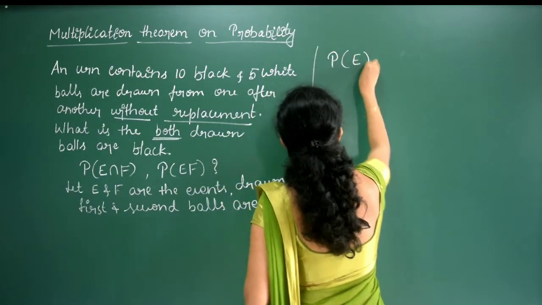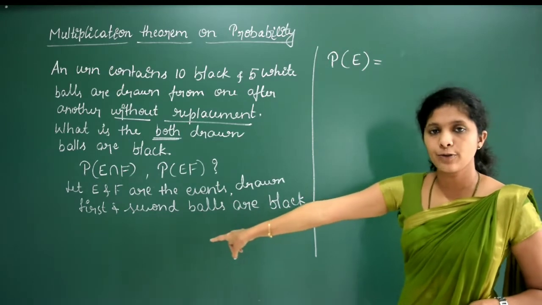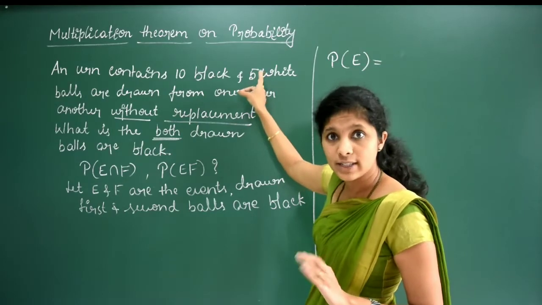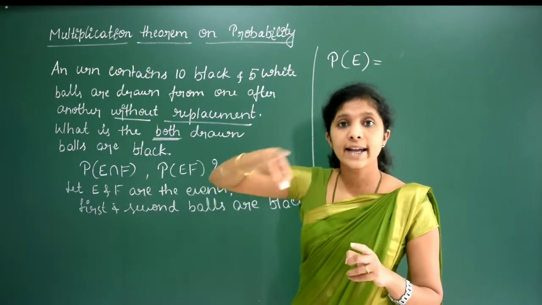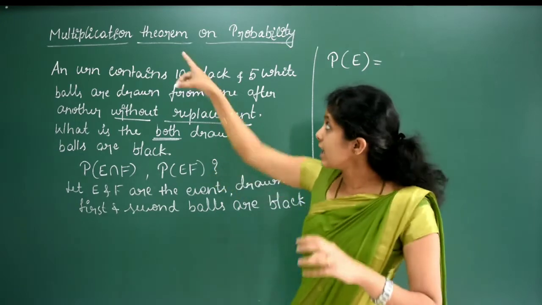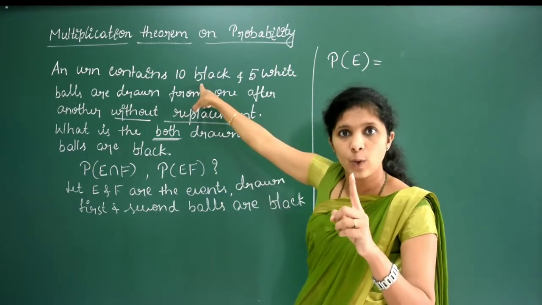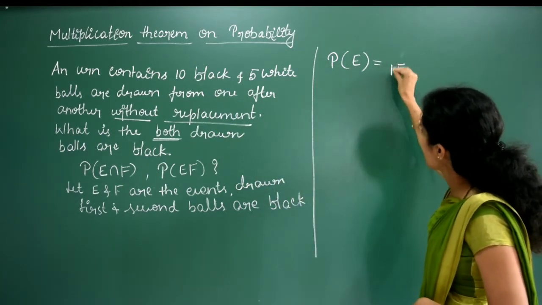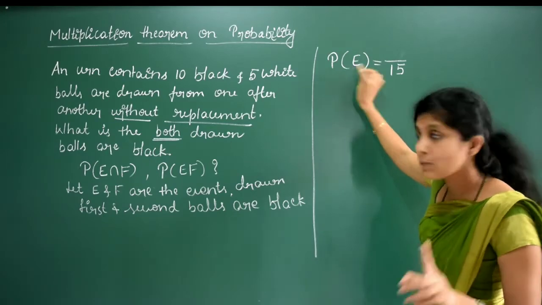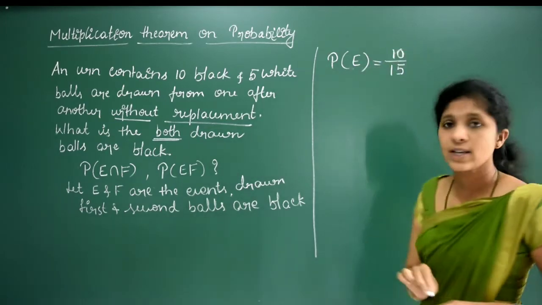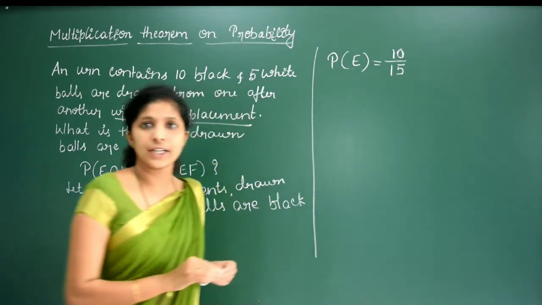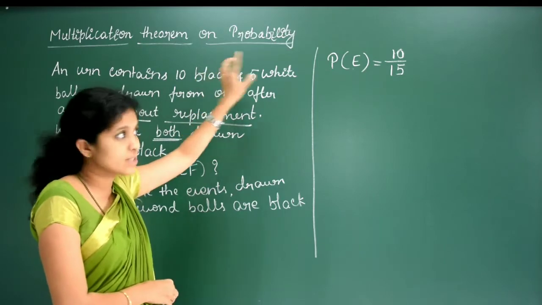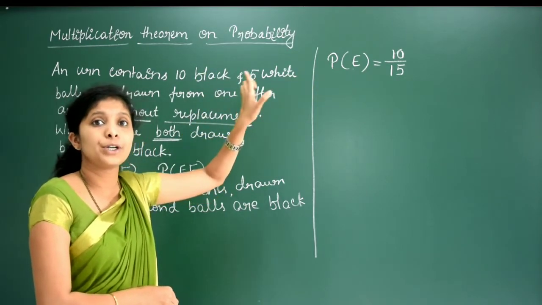Probability of E. Here we are finding the probability of E. There are 10 black balls and 5 white balls, and we need to draw a black ball. In the total of 15 balls, 10 black balls are possible, so we can draw one ball from this. So the probability of E is 10 by 15. Is it clear? The probability of getting a black ball from the 15 balls is 10 by 15. That is the probability of E.